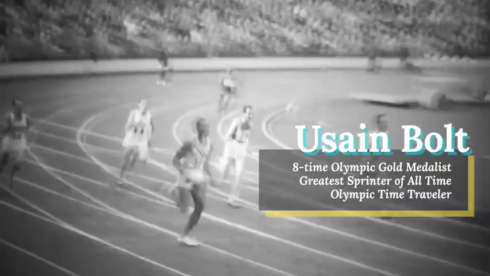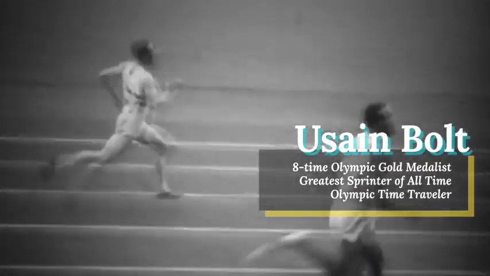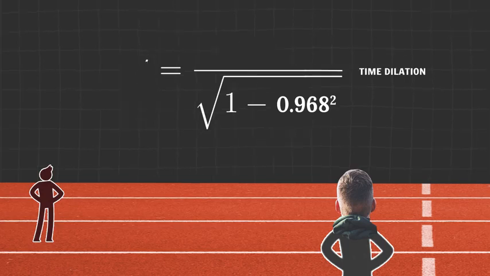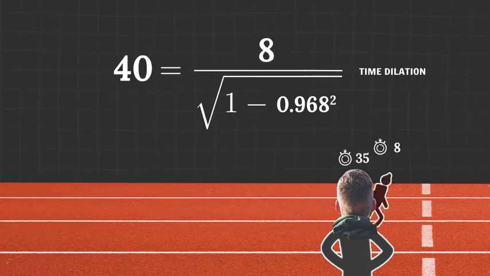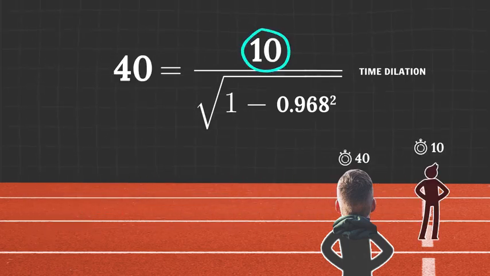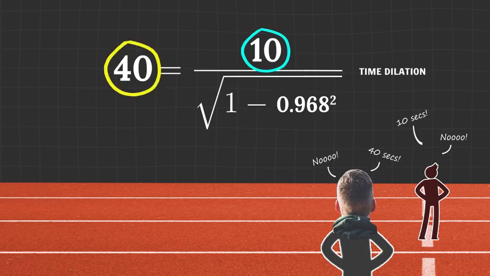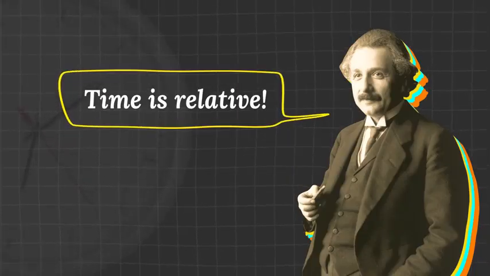So in Olympic races, Usain Bolt is actually the best time traveler. If he ran at 96.8% the speed of light and took 10 seconds to finish a race according to his clock, a stationary judge would record 40 seconds, to which he would obviously object. But their argument would be pointless since time is relative.